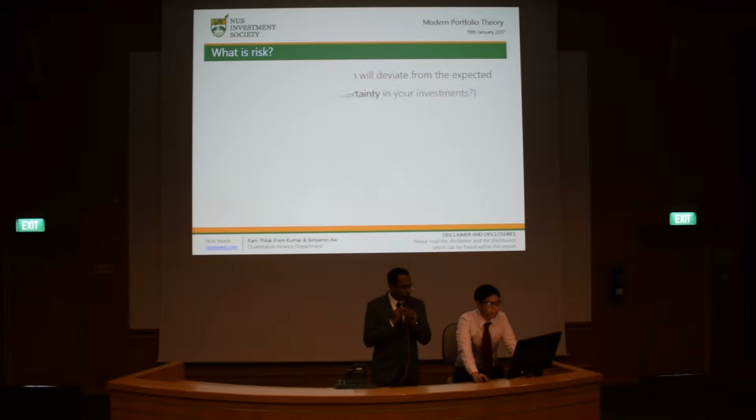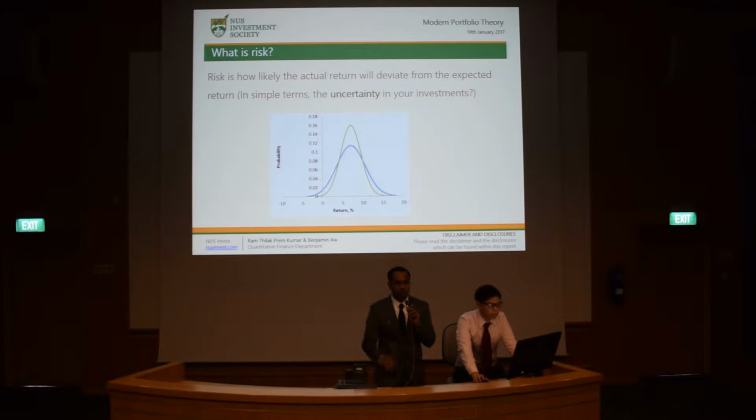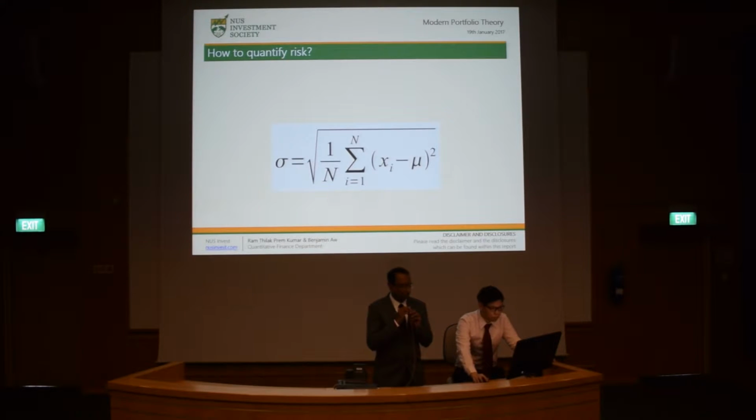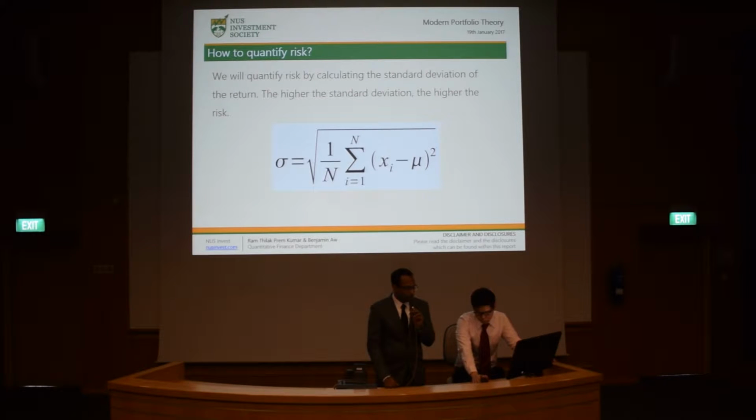In an investment scenario, if you want to define risk, you can call it how likely the actual return will differ from the expected return. To simplify further, it can also be called the uncertainty in investments. Here, if you expect the green, which is the expected return, more often than not the blue happens. The difference between the two is the risk in the market. In terms of quantifying risk, you can use the standard deviation. The higher the standard deviation, the higher the risk in the market.